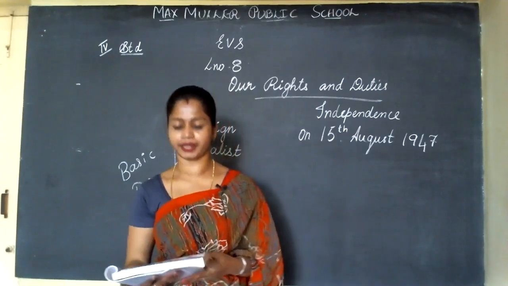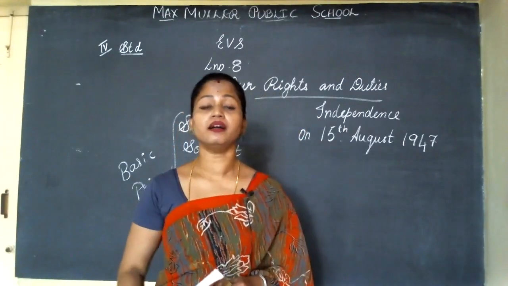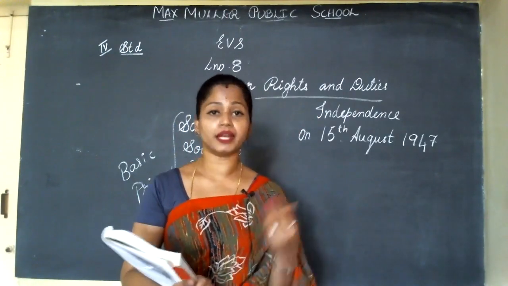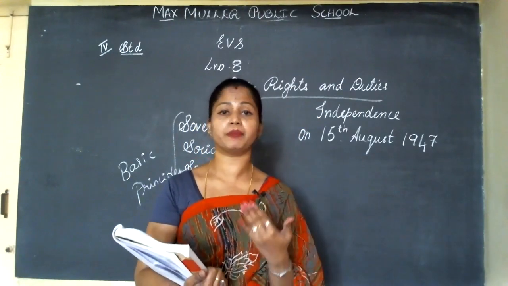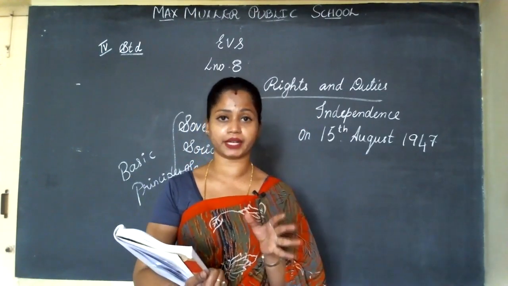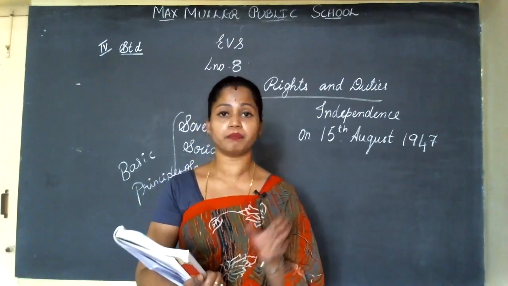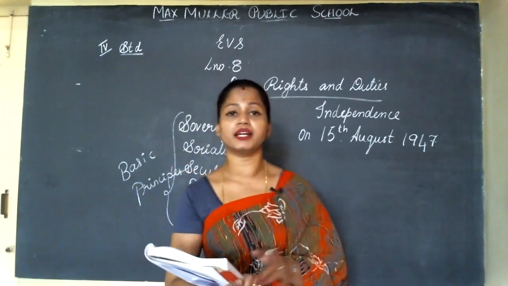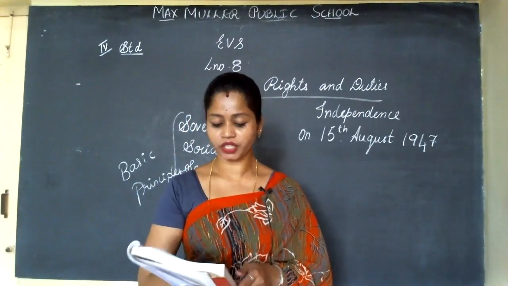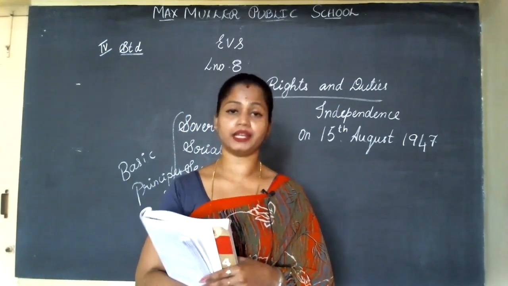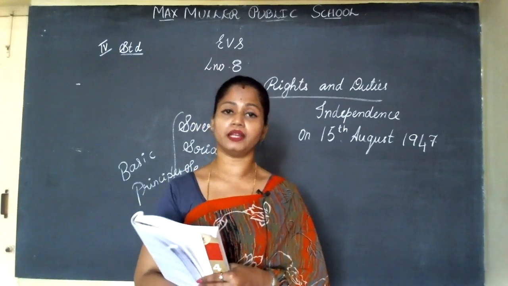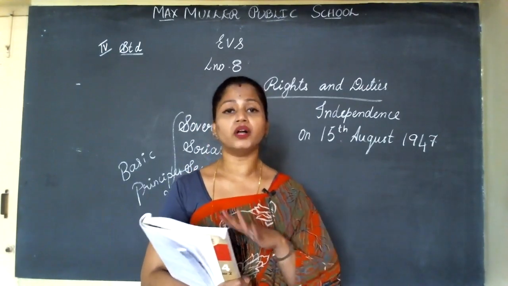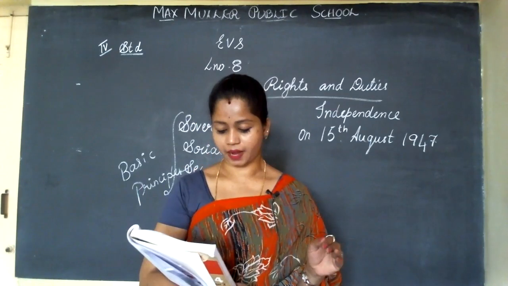See, what is this sovereign? Sovereign means India is a free country. No one is ruling India. We Indians, our own government is ruling the Indian people. No other country is ruling our India. So India is a free country. Socialist: all people are equal in India. Whoever it is, rich or poor or any caste, all the people are equal in India.